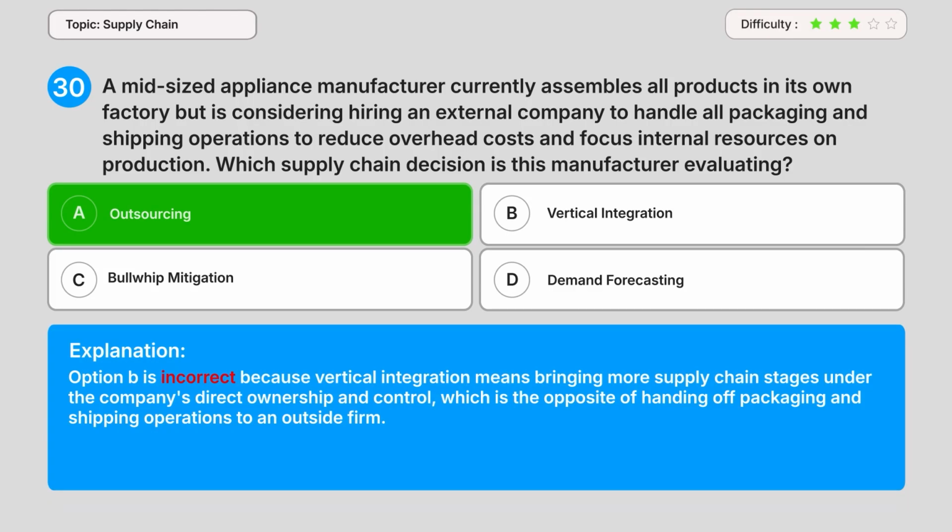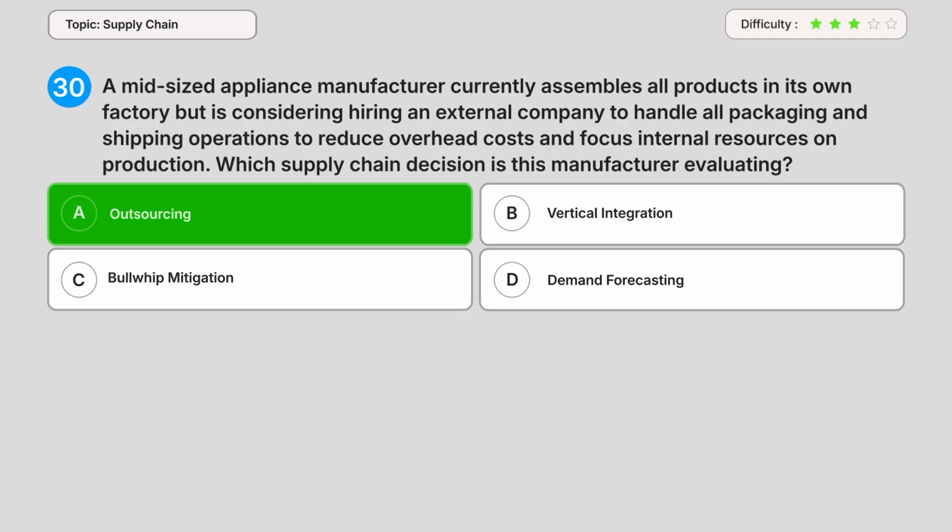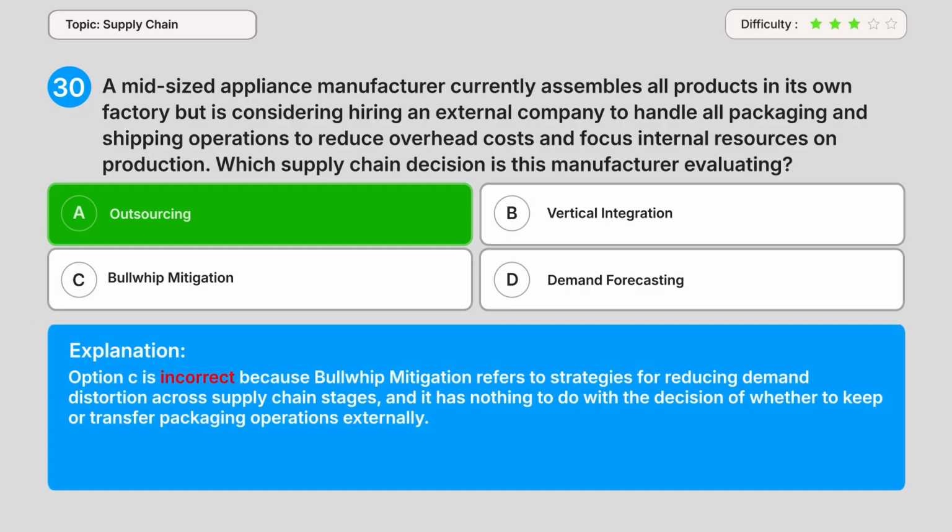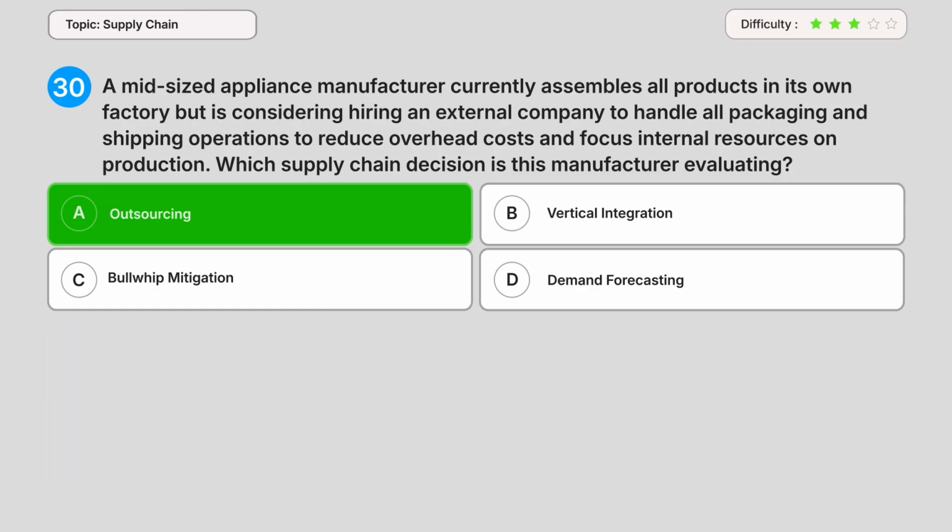Option B is incorrect because vertical integration means bringing more supply chain stages under the company's direct ownership and control, which is the opposite of handing off packaging and shipping operations to an outside firm. Option C is incorrect because bullwhip mitigation refers to strategies for reducing demand distortion across supply chain stages, and it has nothing to do with the decision of whether to keep or transfer packaging operations externally.